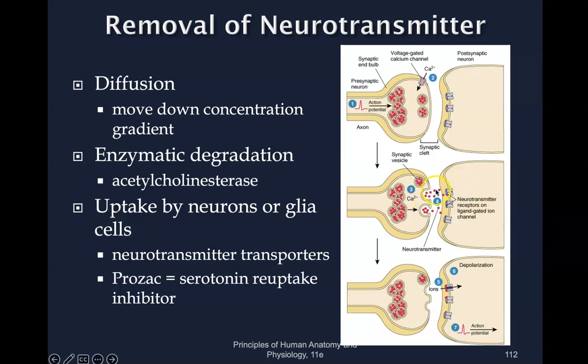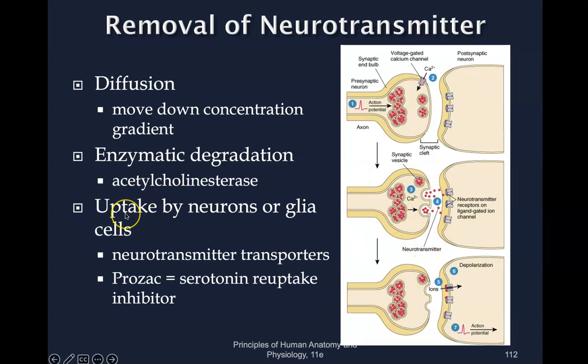So one is simply diffusion, like the neurotransmitter in this synaptic cleft is eventually just going to diffuse out, this way and this way here, down this concentration gradient. Also, enzymatic degradation. So we saw this already with neuromuscular junctions where we had enzymes out here that are going to degrade the neurotransmitter. So for example, acetylcholinesterase, remember, was released to be able to degrade the acetylcholine neurotransmitter at a neuromuscular junction. So we'll have other enzymes that will degrade other neurotransmitters.